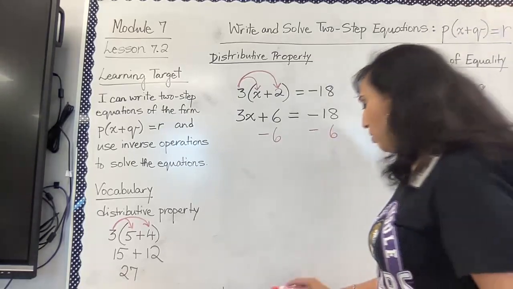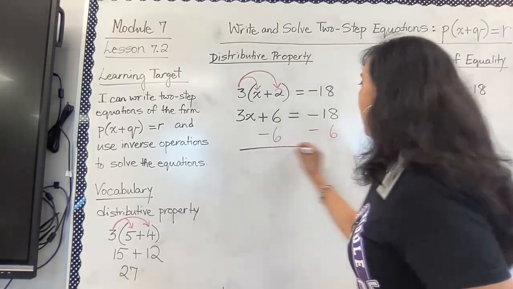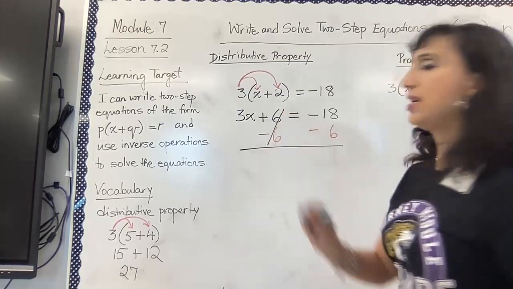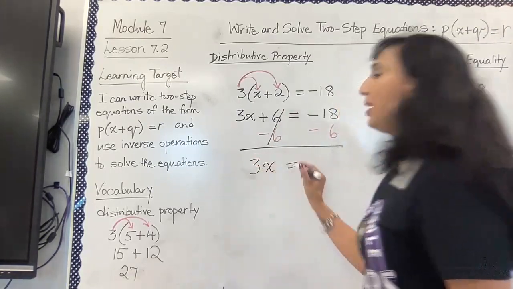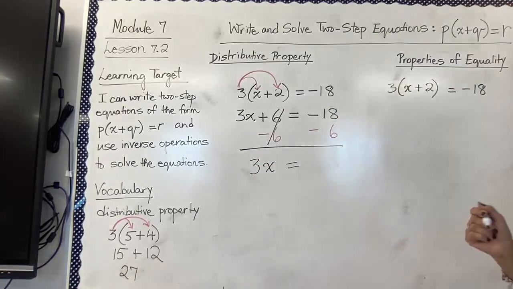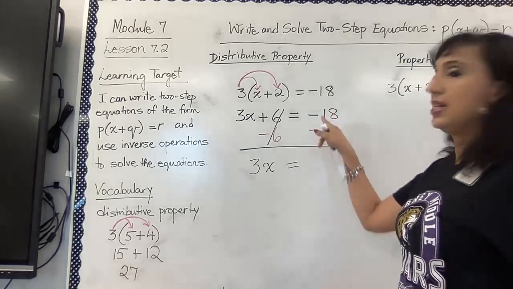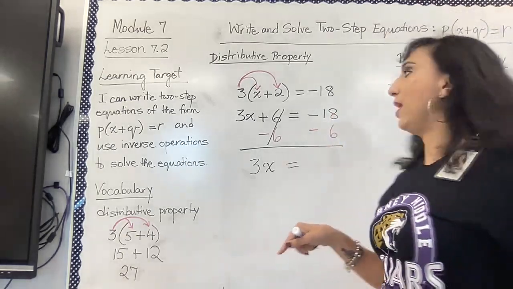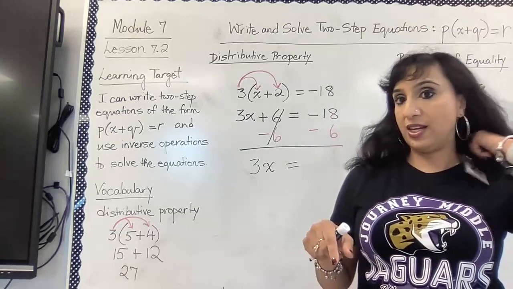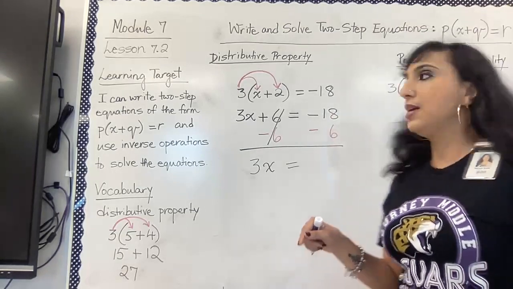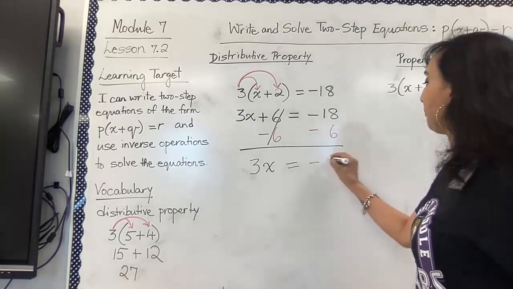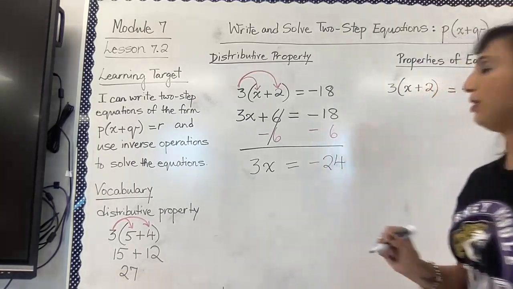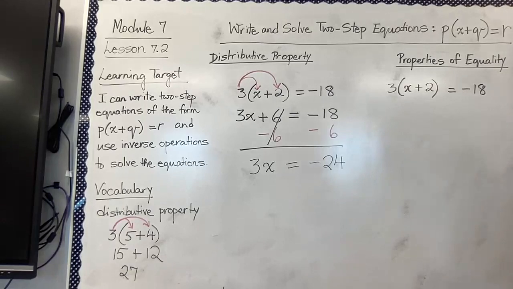Now when I look at this, I have 6 minus 6, which is 0, and I have 3x. Then I look at negative 18 plus negative 6. Because these are the same signs, remember when we did integers, you just add the opposite. So this gives me negative 24, because of the same signs.